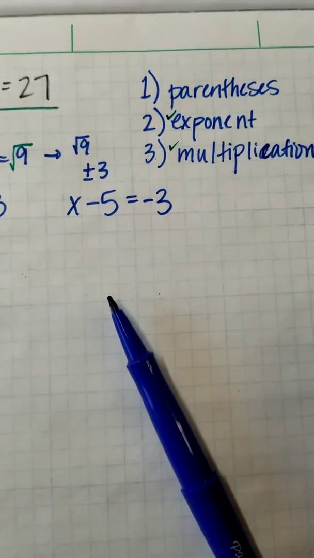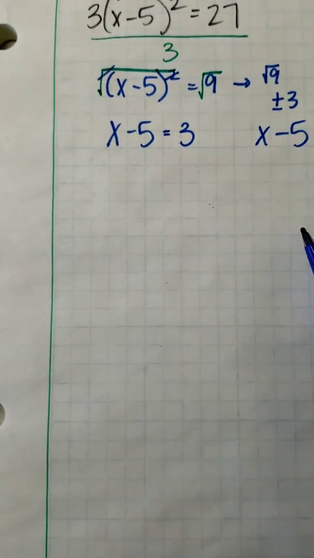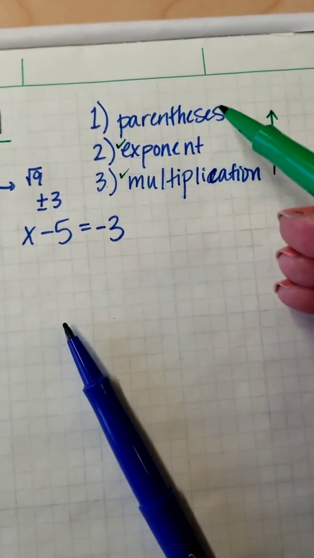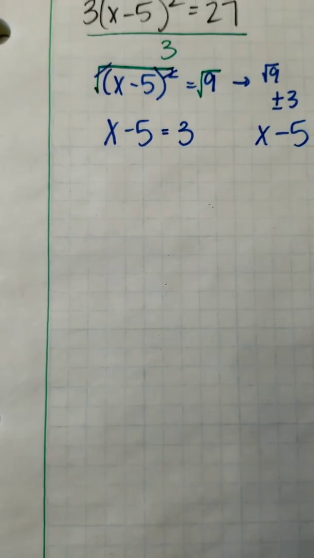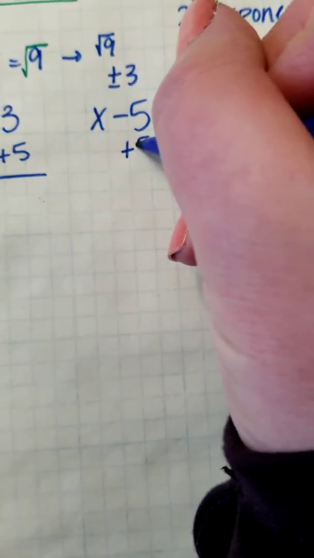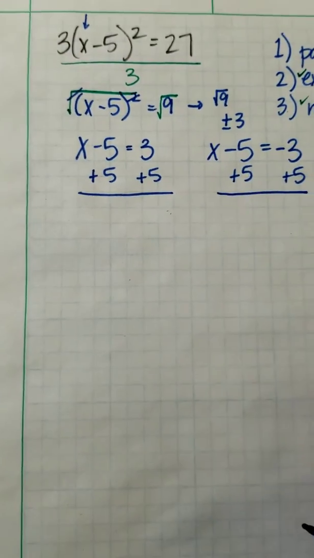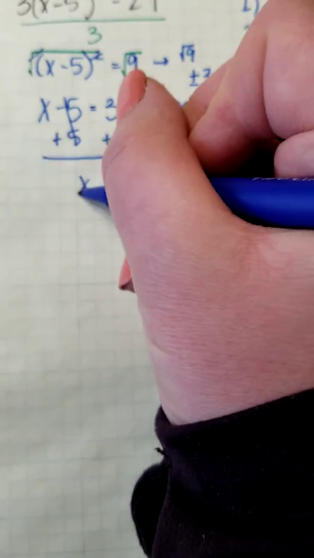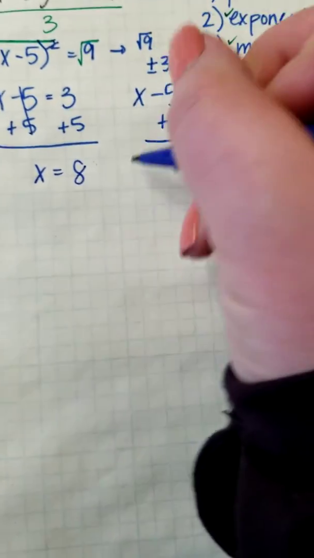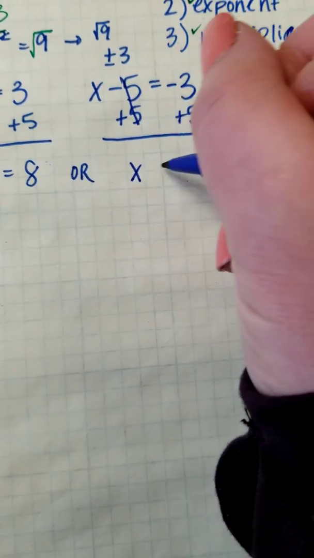And now, since I no longer have parentheses, I've basically uncovered what was inside the parentheses and unlocked that. I can just undo my remaining operations here, which is to add 5 to both sides. I can do the same thing with my second equation. And now I found two possible solutions: x is equal to 8, or a second possible solution, x is equal to 2.